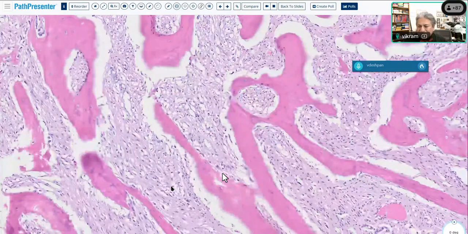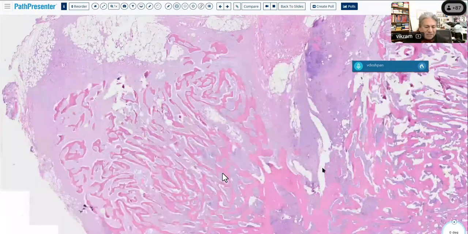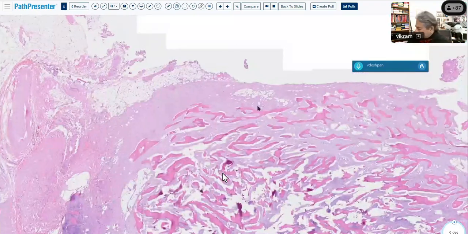Talking about parosteal osteosarcomas, sometimes you can have a cartilaginous cap. This particular one does not have a cartilaginous cap.